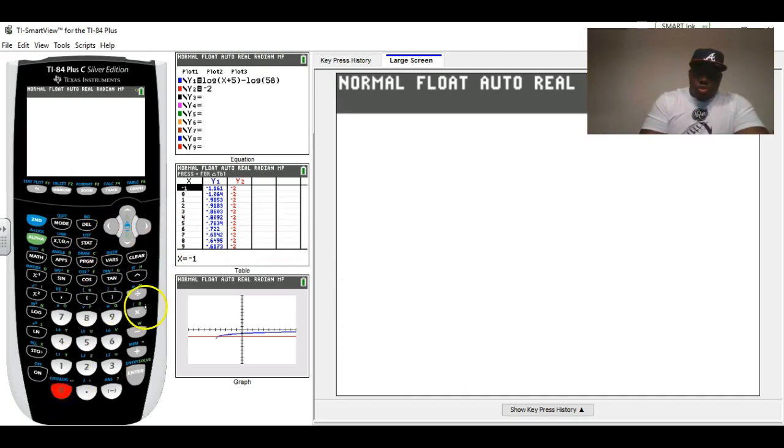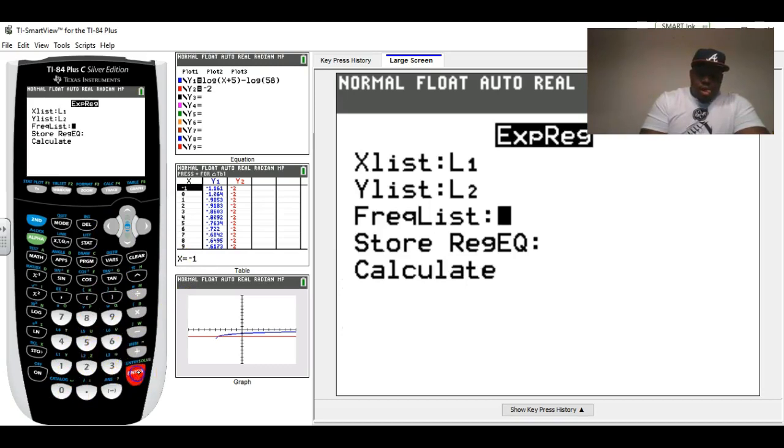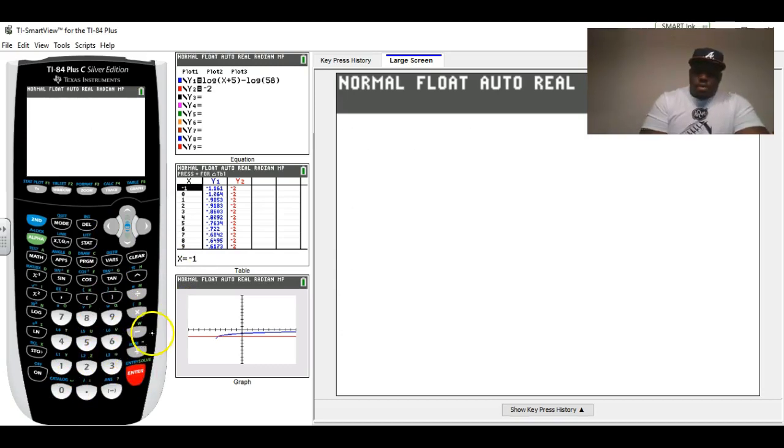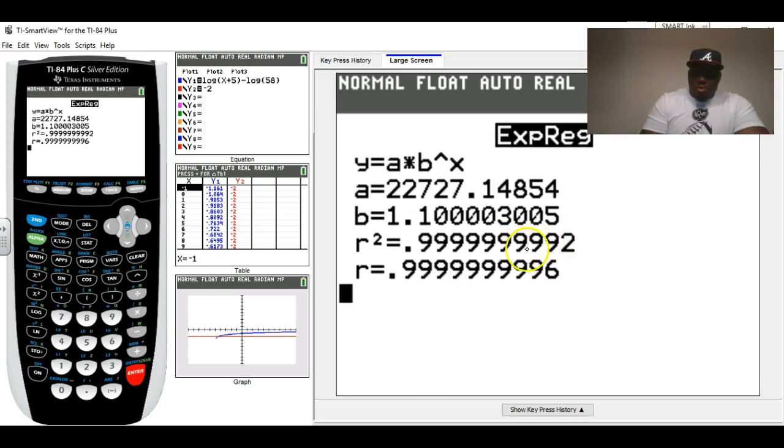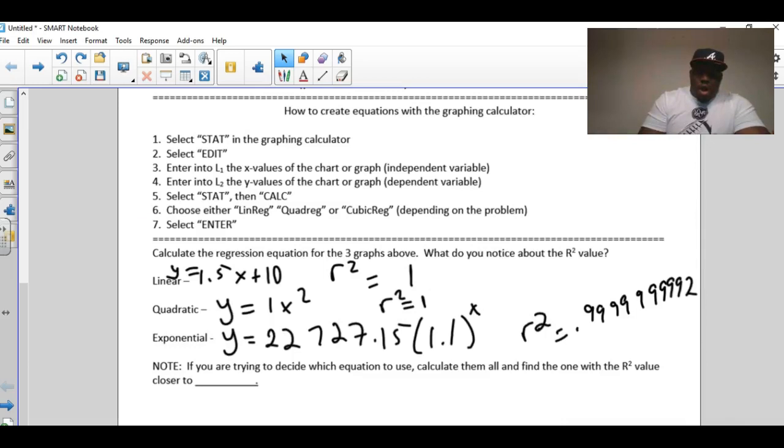The option we had before, option 0 exponential, gave us all those nines, which means we're really, really close to 1. So if you're trying to decide which equation to use, calculate them all and find the one where the r squared value is closer to, as we just said, numeral uno, closer to 1. You want it as close to 1 as possible.